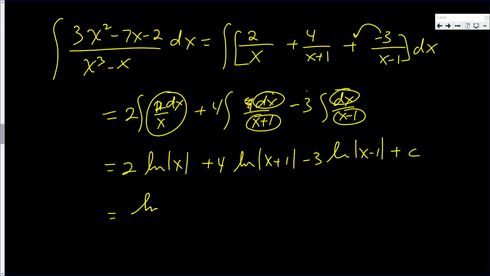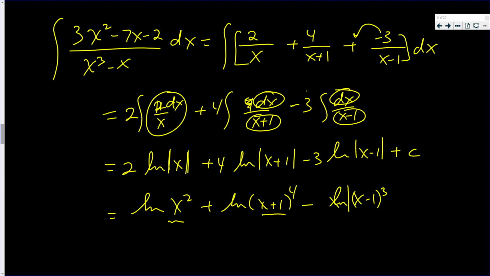So this is ln of x squared plus ln of x plus 1 to the 4th. X squared is always positive, so I don't need the absolute values. X plus 1 to the 4th is always positive. X minus 1 cubed is not always positive. Plus c.